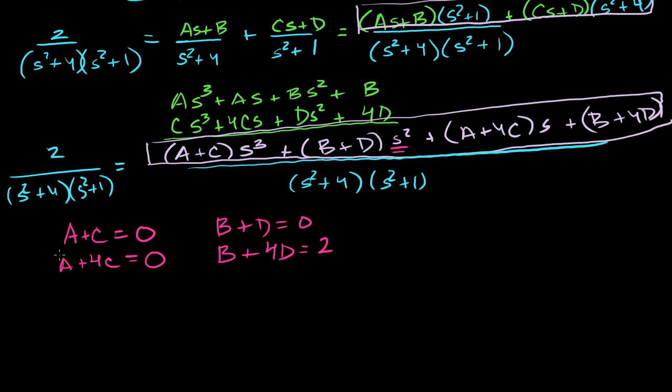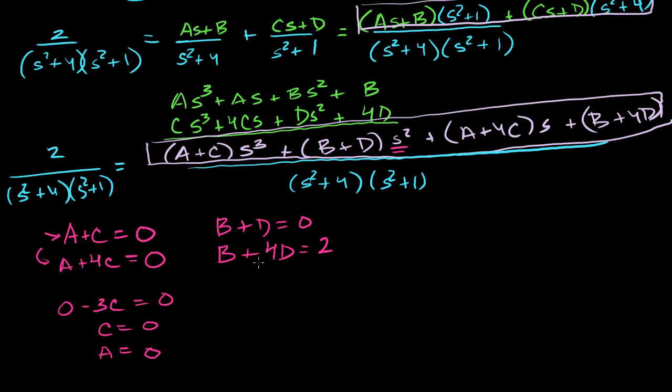Let's subtract this from this. So let me subtract the bottom one from the top one. So a minus a, that's 0a. And then c minus 4c, minus 3c, is equal to 0. And so you get c is equal to 0. If c is equal to 0, a plus c is equal to 0, so a must be equal to 0.